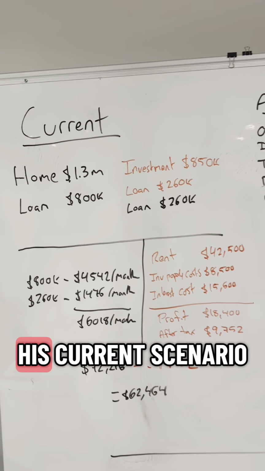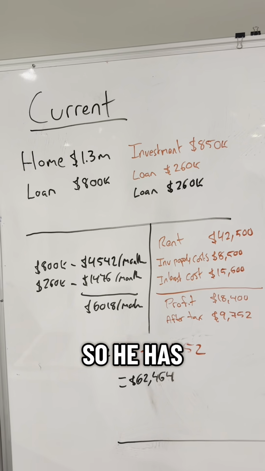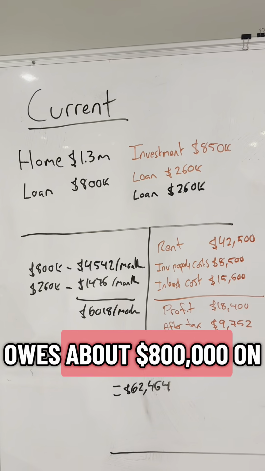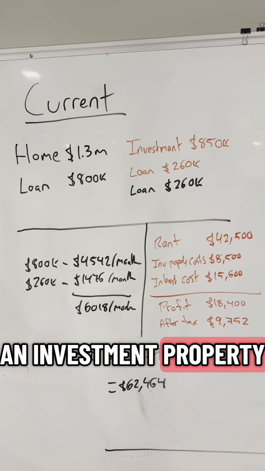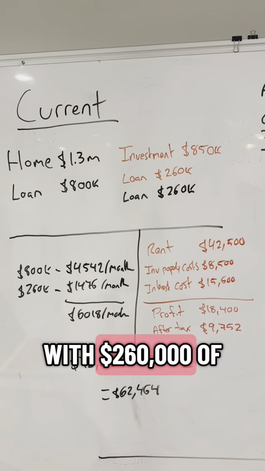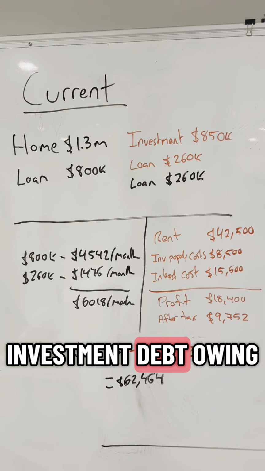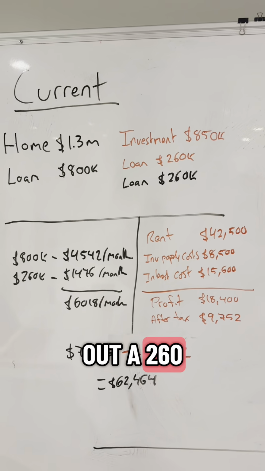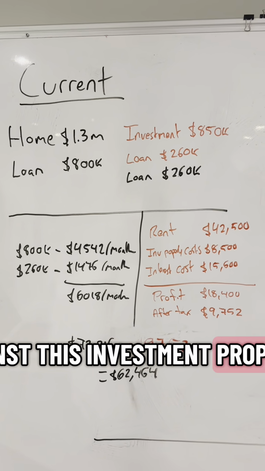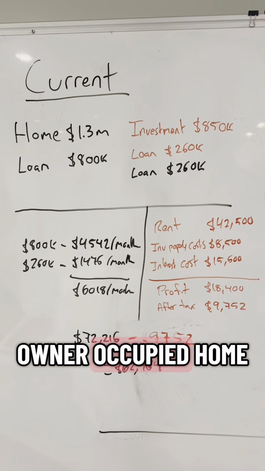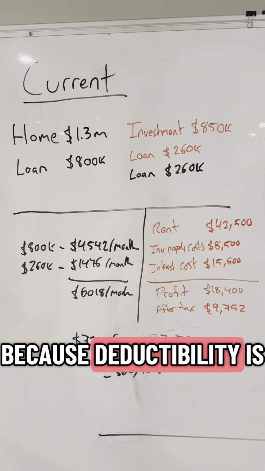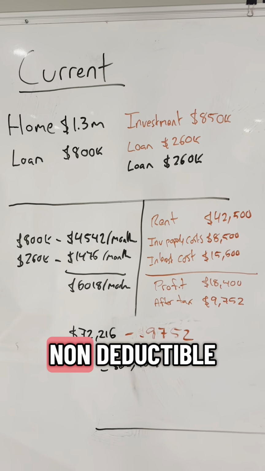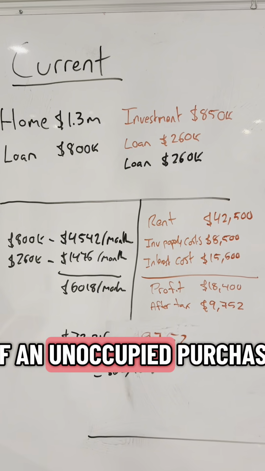So here is his current scenario. He has a home worth $1.3 million. He owes about $800,000 on this property. He's also got an investment property worth $850K with $260,000 of investment debt owing on it. Now, important to note, he also took out a $260,000 loan against this investment property for the purchase of his new owner-occupied home. Because deductibility is based on purpose, not security, that $260K loan is also considered non-deductible, because it was for the purpose of an owner-occupied purchase.